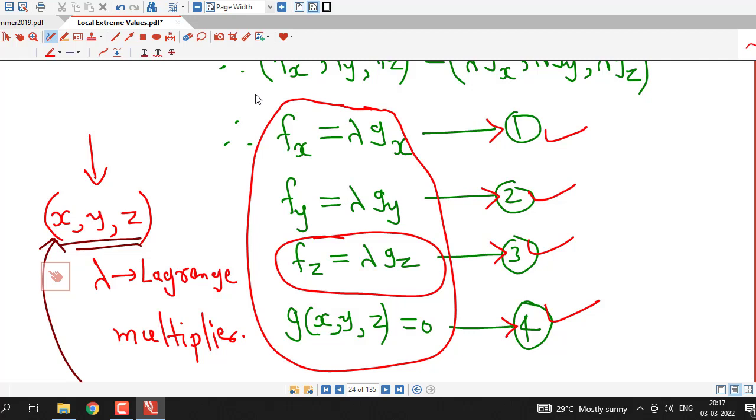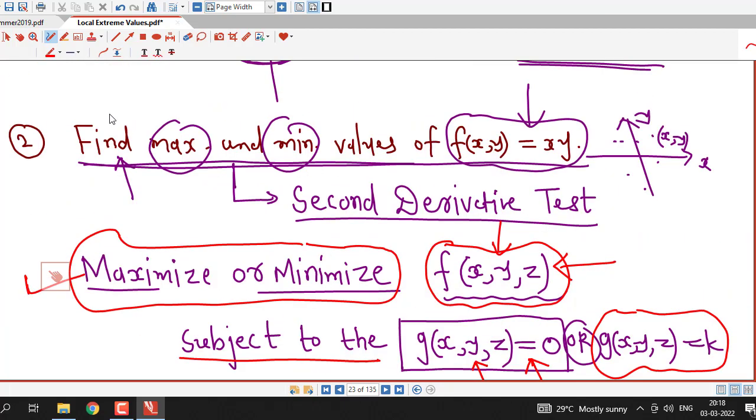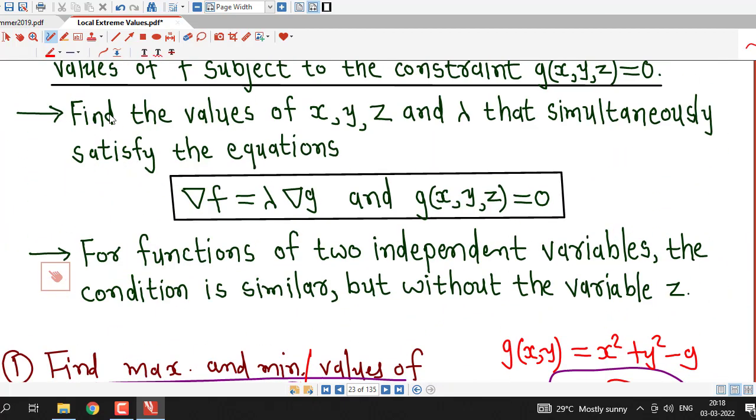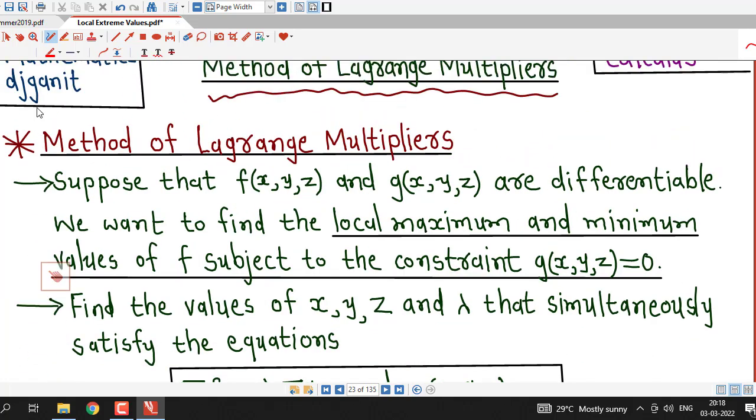So the main thing in the Lagrange method is how to solve this system of four equations in x, y, z and lambda. If we can solve this system, then we will obtain some points. After that we will find out the value of function f at these points. So the point at which the function is maximum is the point of maximum, and the point at which the function is minimum is the point of minimum value. So in this way we can apply the Lagrange method of multipliers to find out the maximum and minimum values of a given function subject to the given condition.